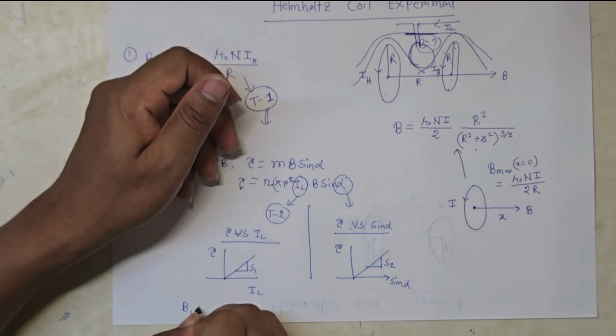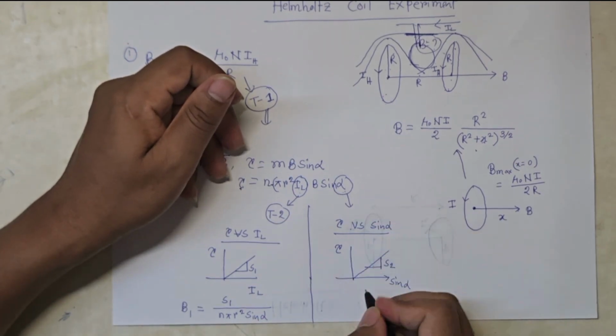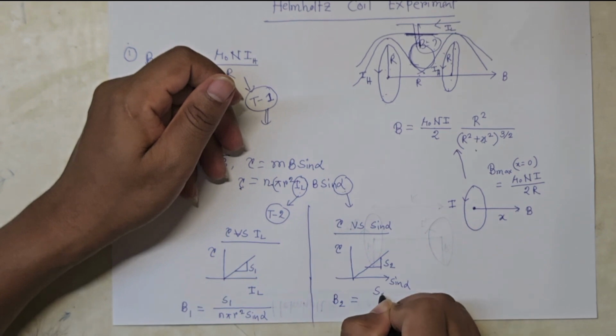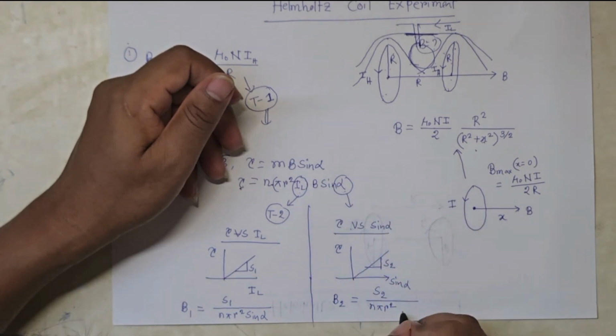What is the value of B1? It will be the slope divided by n pi r square sine alpha. That will be our B1. Similarly, from this graph you can calculate B2. There will be S2 divided by n pi r square IL.